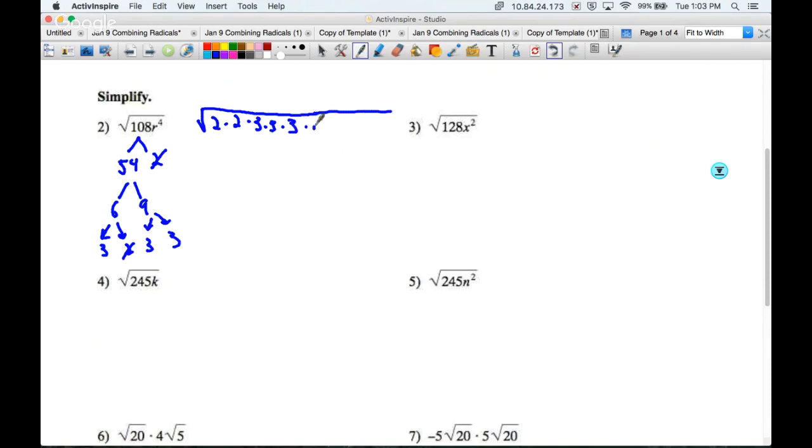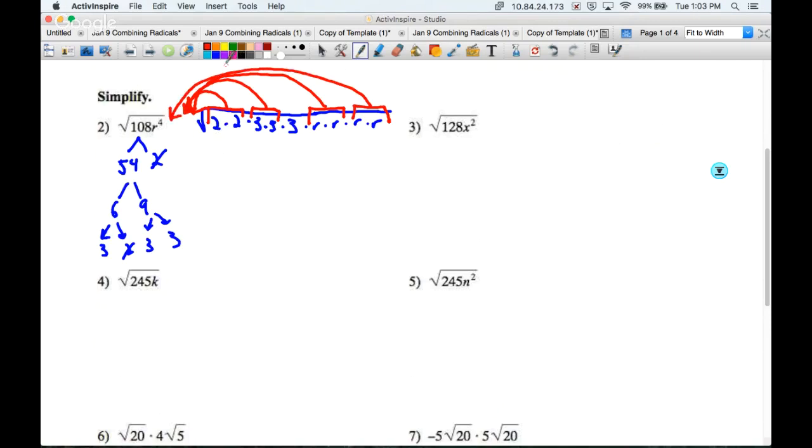Then I'm going to write out all those r's. Now when they break out of jail, they have to break out in pairs. And then one of the copies gets captured and disappears. So a pair of 2s can break out, a pair of 3s can break out, an r can break out, and another r can break out.